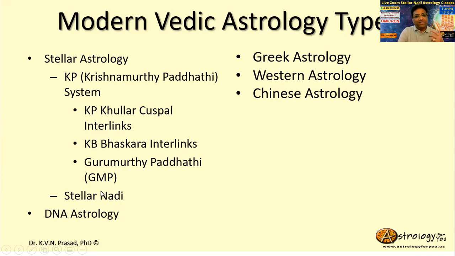Okay, and that is part of stellar astrology. Then we have DNA astrology. And now if you come out of India, then we have Greek astrology, then Western astrology. Europeans and Americans all use this Western astrology. And you have Chinese astrology. So from outside, people think astrology is one, but if you come inside, there are so many things, right?